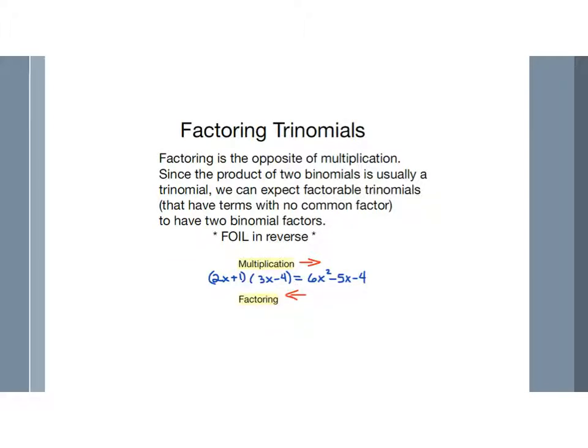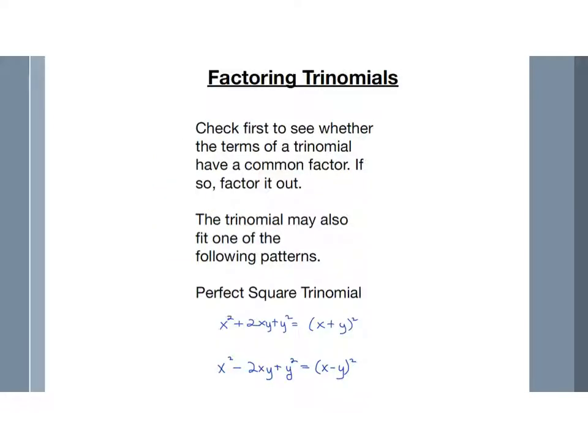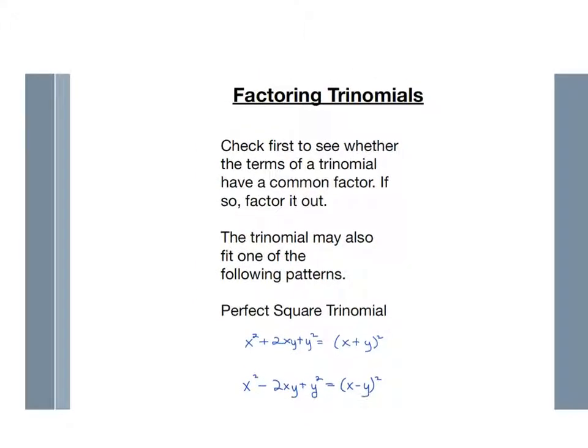Now, always remember to look for a GCF first. So basically when we factor, we're doing FOIL in reverse. Once you factor it, I highly recommend that you FOIL your answer and make sure that it goes back to the original problem. So always check to see if there is a GCF first. If there is, you'll divide that out first, and then from there you'll factor what remains.